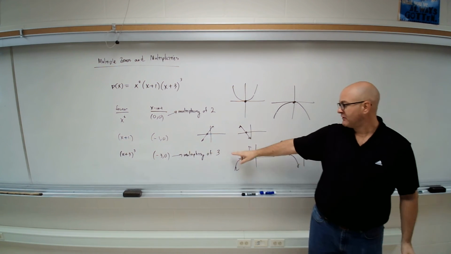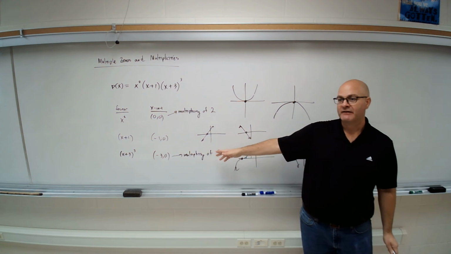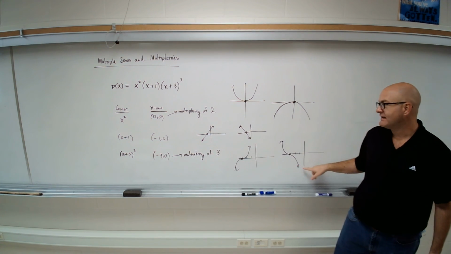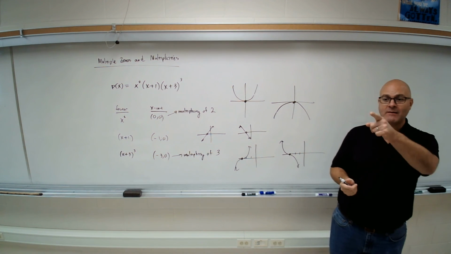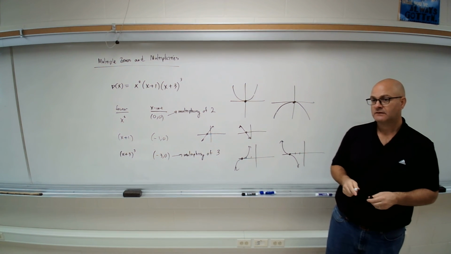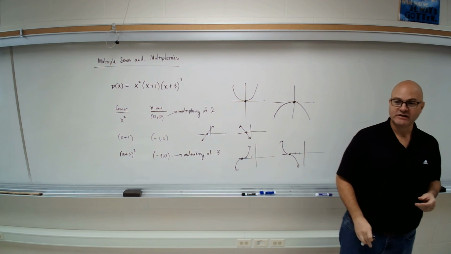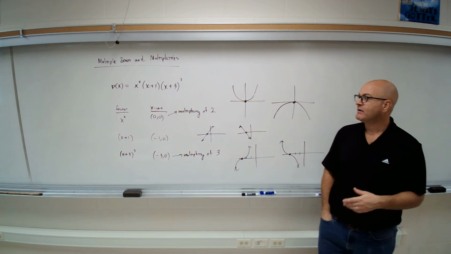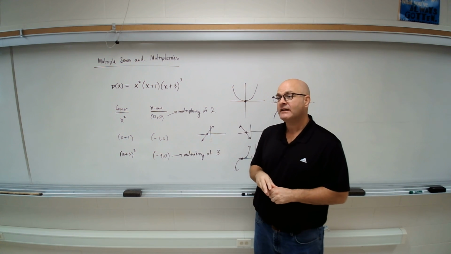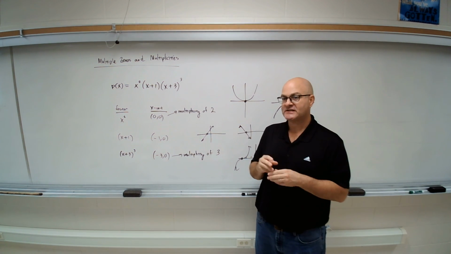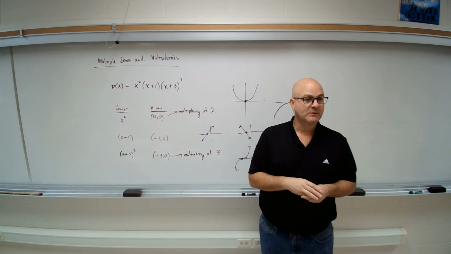So if you have any odd multiplicity, 3, 5, 7, it will look like one of these two. Any even, 2, 4, 6, will look like a parabola. Yeah? So the multiplicity is just whatever the degree is? Yep, it's whatever the degree of that factor is. But notice that before we can do any of that, we have to have it all factored. But once it's factored, if you get a squared, you know it's multiplicity of 2. Or if you get a cubed, you know it's multiplicity of 3.